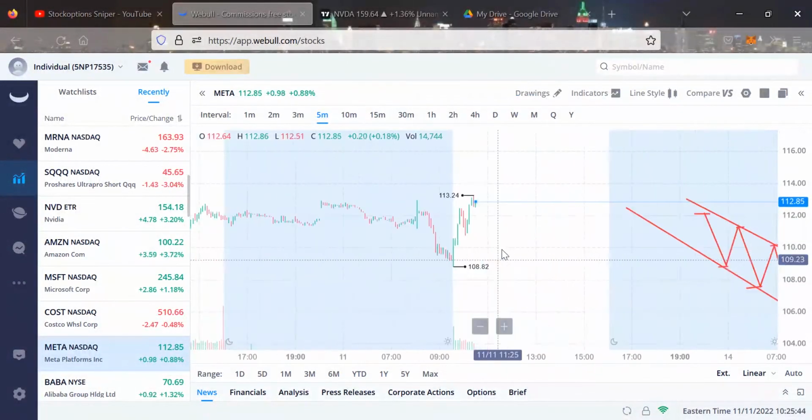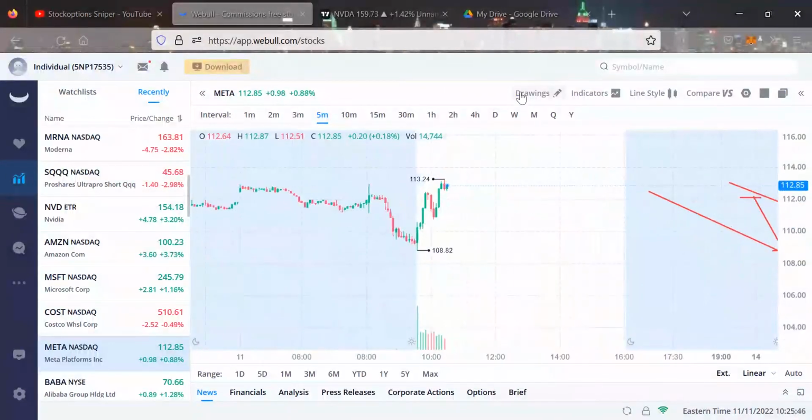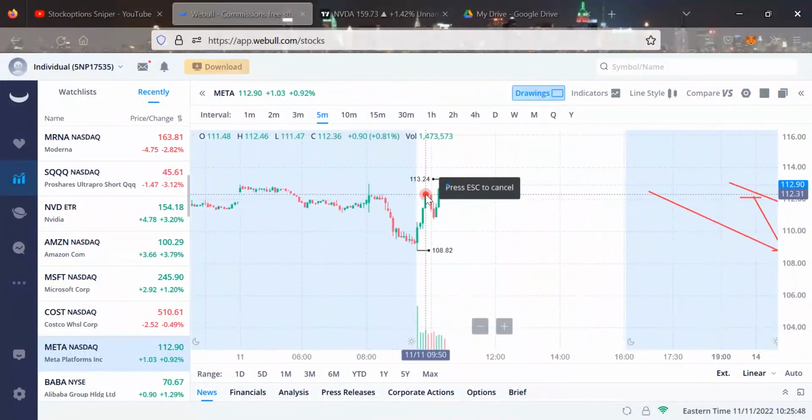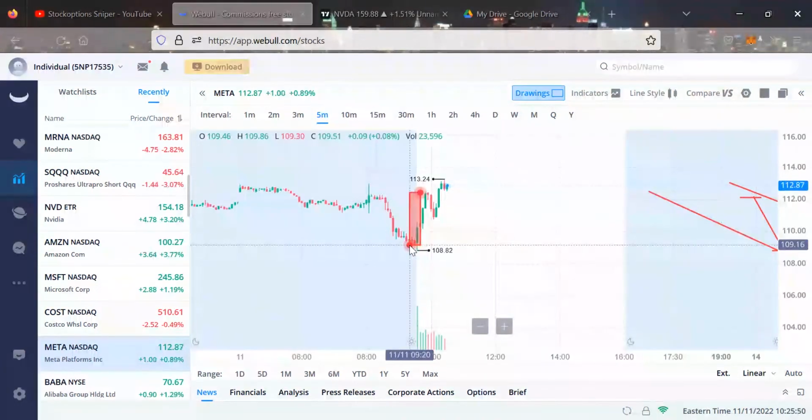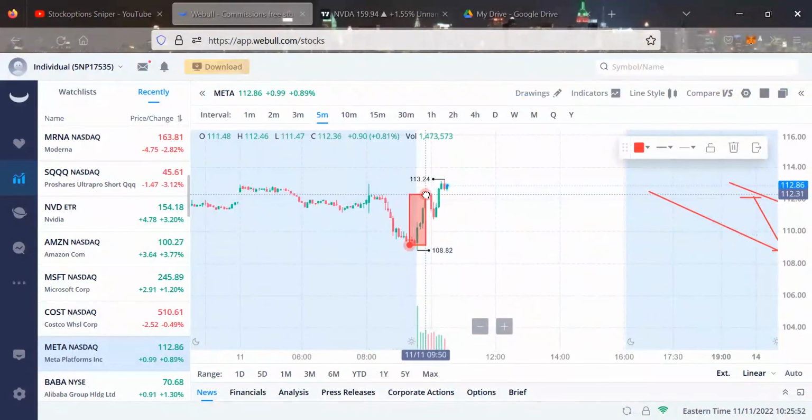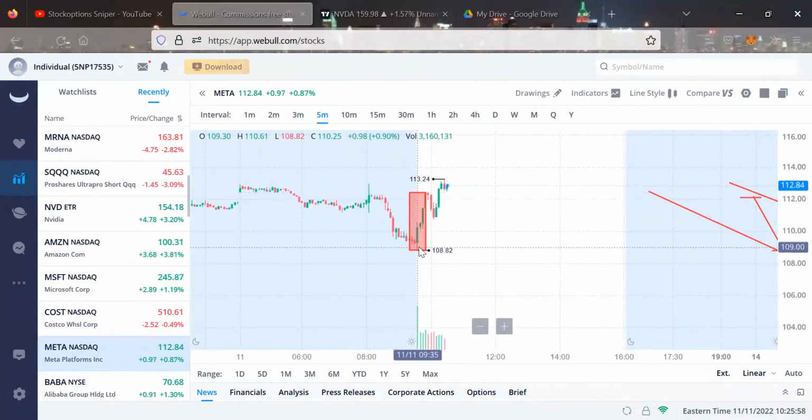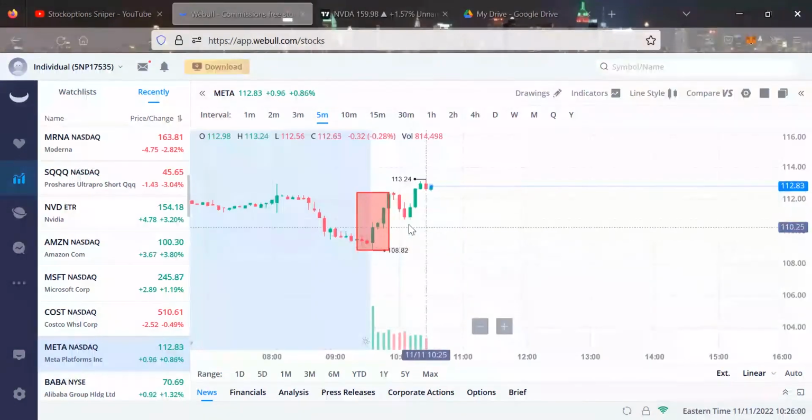We have Meta. This is a perfect example. So we have a structure right here. This is an uptrend right now. I know we're talking about downtrend, but just bear with me. I want to show you guys what I mean. So we understand where the protective high and the protective low are. This is the protective high, this is the protective low. However, in this scenario, in the lower time frame, there is an imbalance here.